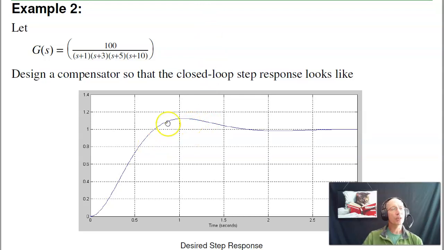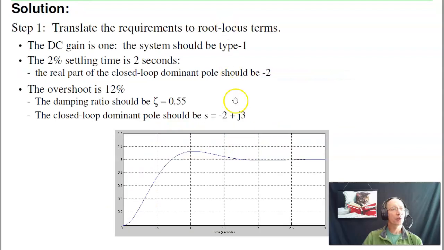Now to do that, I have to take the step response, translate it into root locus terms. What that step response tells me is that the DC gain is 1. I want this to be type 1 system. The 2% settling time is 2 seconds, so the real part of the dominant pole is at -2. And I've got 10% overshoot, or 12% overshoot. Tells me the damping ratio is 0.55.